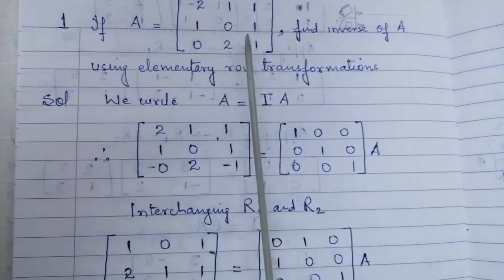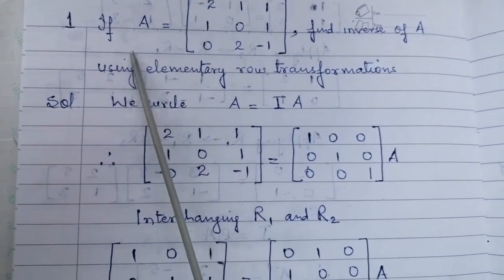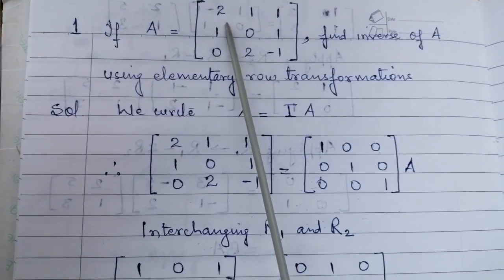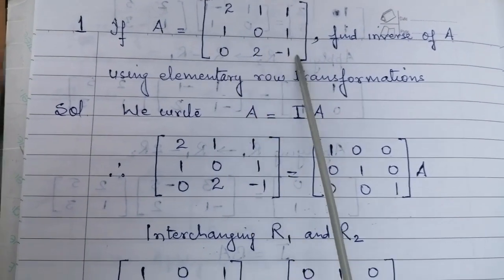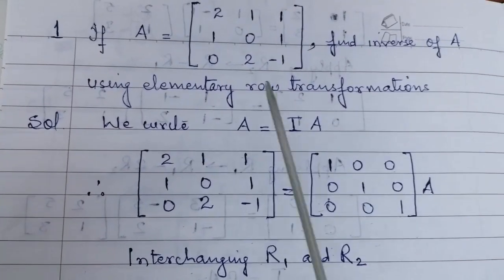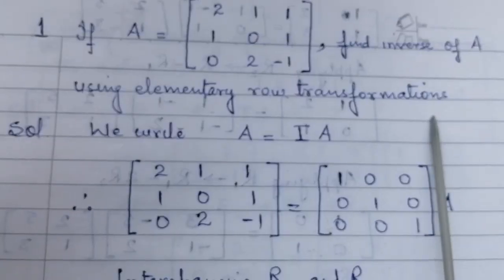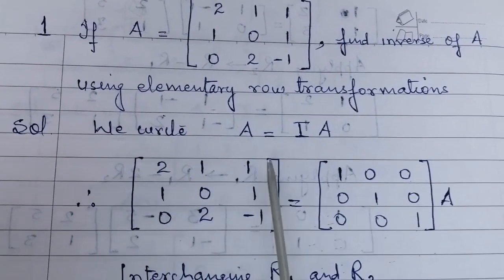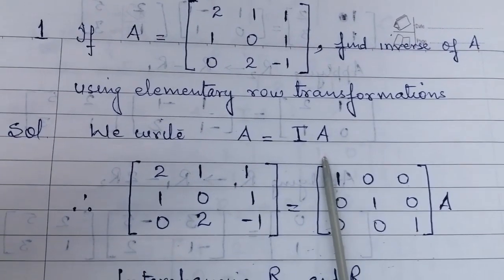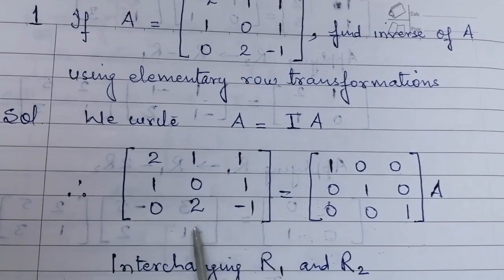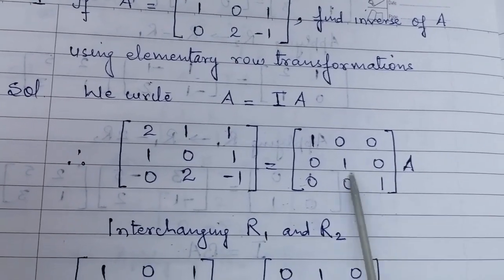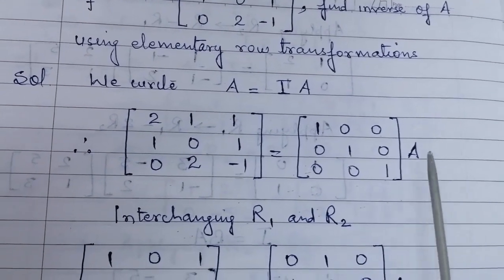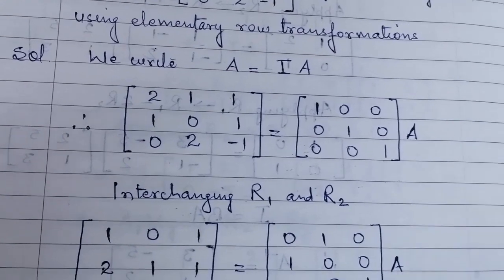So I'm going to find the inverse of matrix A. If A is equal to the matrix with rows 2 1 1, 1 0 1, 0 2 minus 1, find the inverse of A using elementary row transformations. So we write A is equal to I into A, right? So put the values of A. Matrix A I have written, then identity matrix 1 0 0, 0 1 0 and 0 0 1, into A as it is, right?